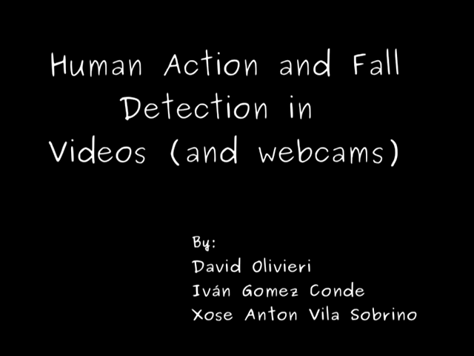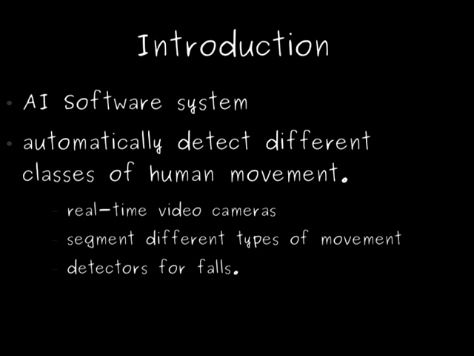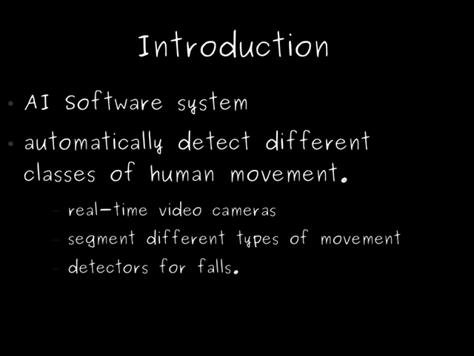We present a software application for detecting human actions and falls from videos. We will show a software system capable of automatically detecting different classes of human movement. When combined with real-time video cameras, this system can be used to segment different types of movement, and be used as detectors for anomalous events such as falls.